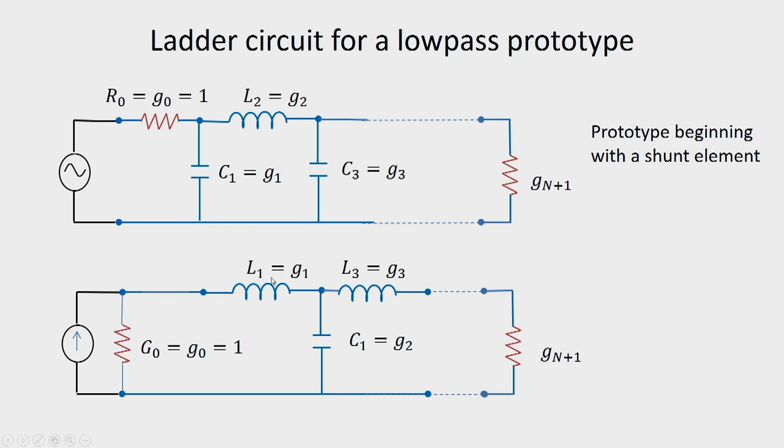And when the prototype begins with a series element, we can draw it as shown. And here also, if required, we can represent it in terms of a current source and a parallel source resistance. So, these are the two commonly used prototypes for which the tabulated values for these G's, that means G can be either C or L depending upon the prototype. It can be a series element or it can be a shunt element, and the values of these G's are tabulated.